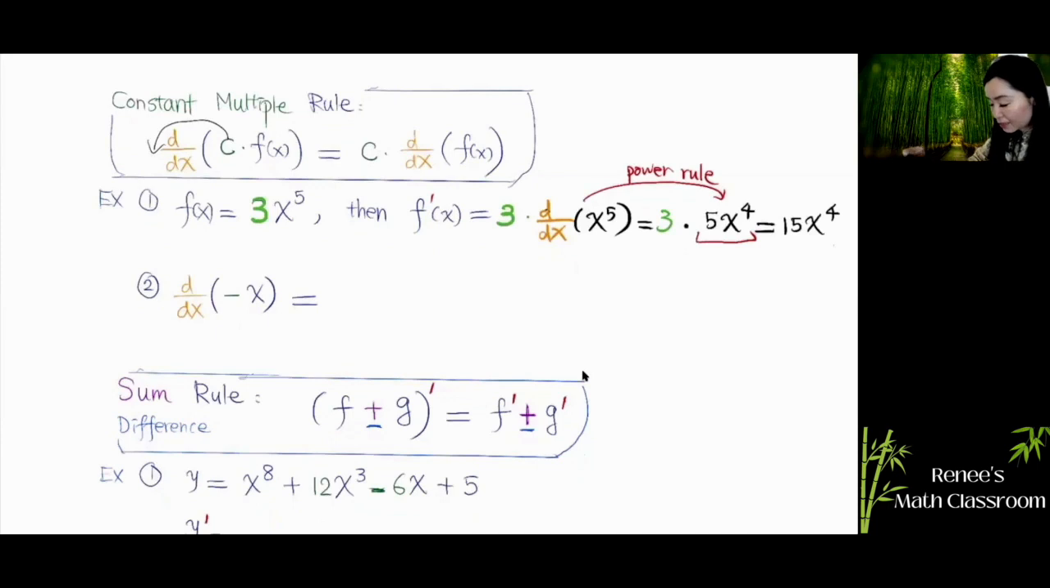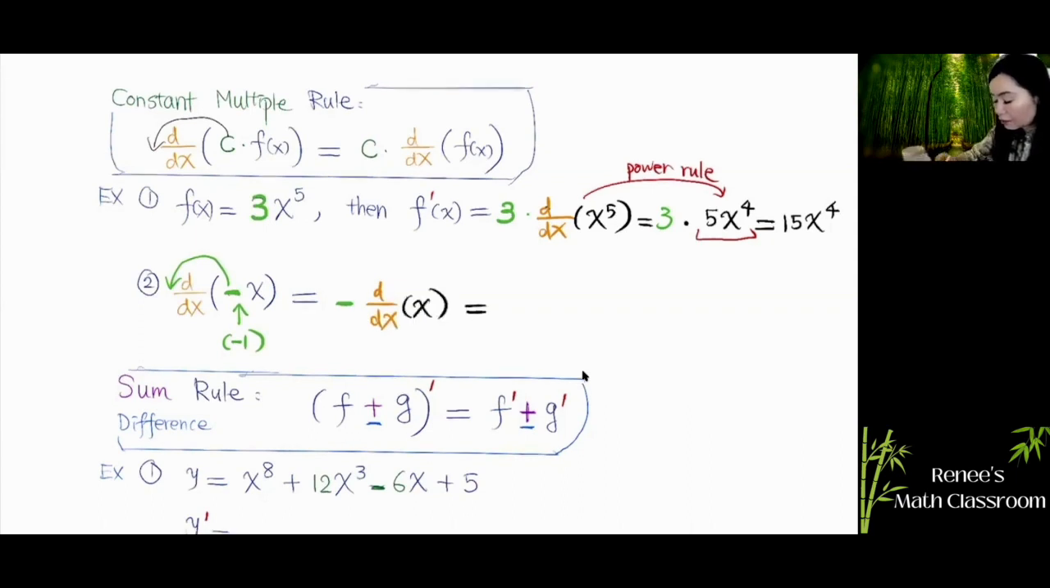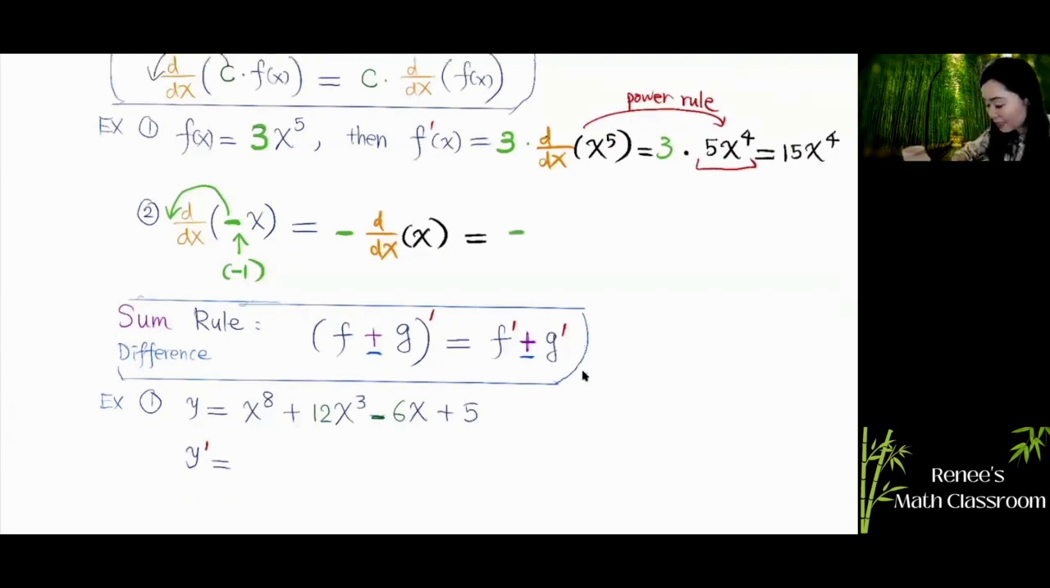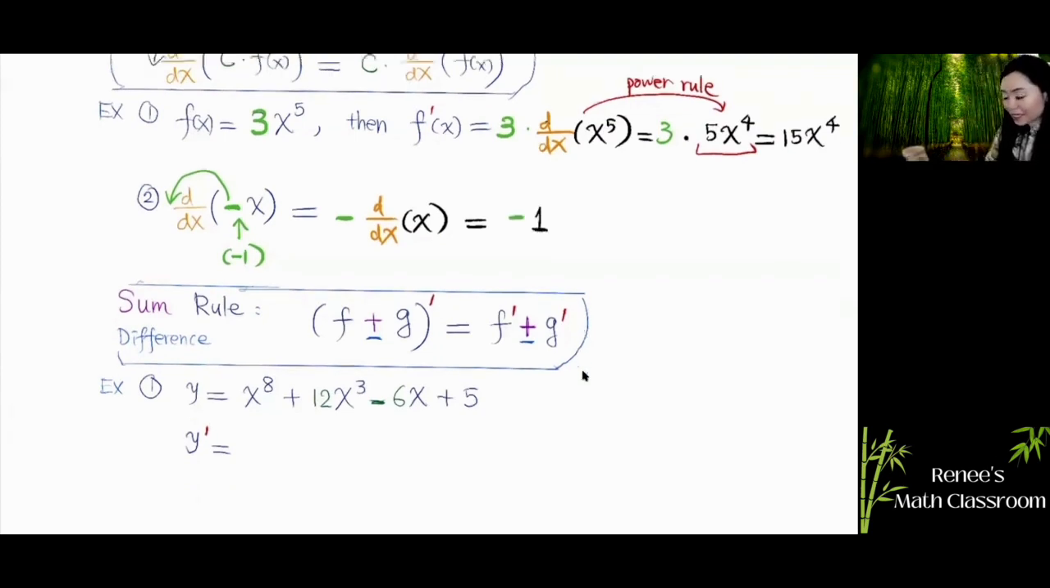Now, what about this? This one here has a negative sign in front. You should think about that like you're having a constant multiple. It's like multiplying by negative 1. So you can bring it in front, right? So that will be negative of this. And dx/dx is equal to 1. The derivative of x with respect to x is 1, right? Yeah, it's 1. Okay.